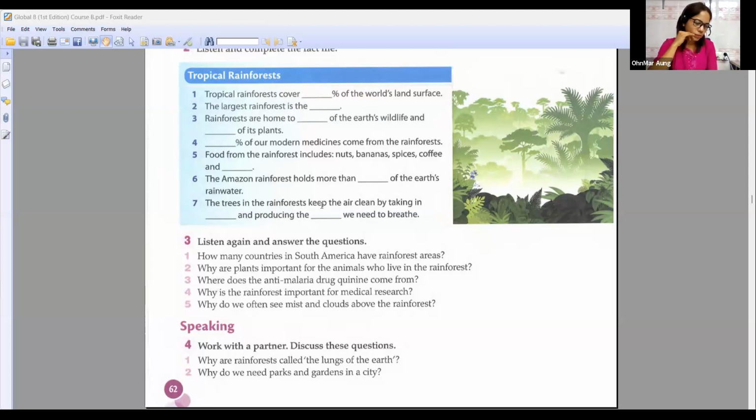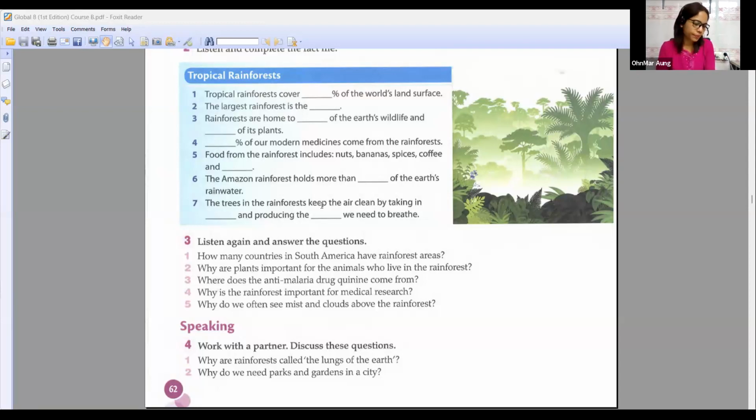Then you say number four. It's 25% of our modern medicine came from the rainforest. 25%. And next, number five. Food from the rainforest includes nuts, bananas, spices, coffee, and chocolate. Yes, chocolate. And next, number six.